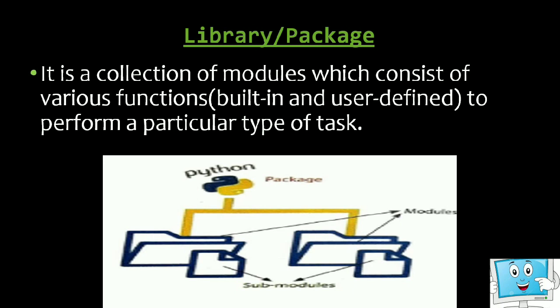Now you must have seen, when you work in Windows, you can create a folder and put some files in it. So you can think of a library as a folder and the files as the modules. So a library is a collection of modules which can have functions, built-in and user-defined, and classes and objects which we have learned just now in modules, to perform a particular type of task. Now in the picture you can see this is a package, or you can say library. It has further subparts known as modules, and modules can have further parts known as sub-modules.